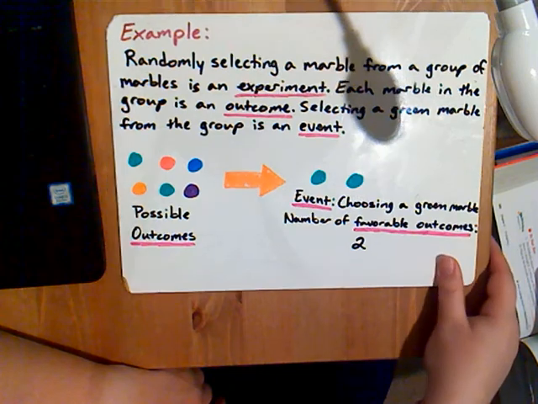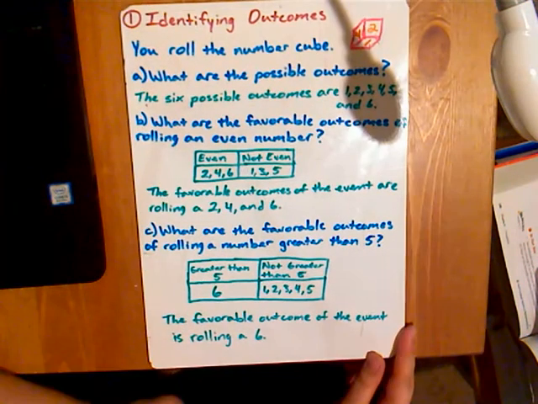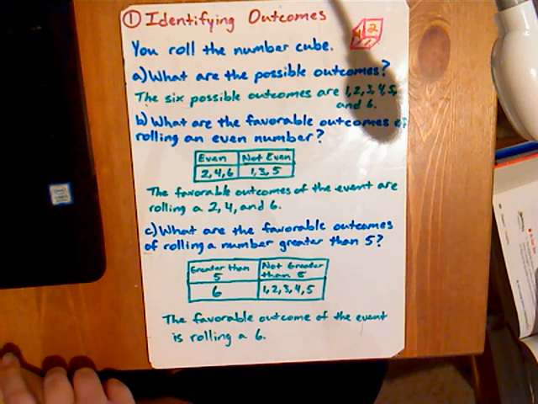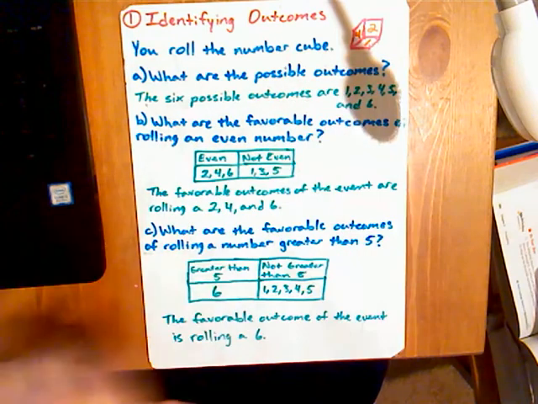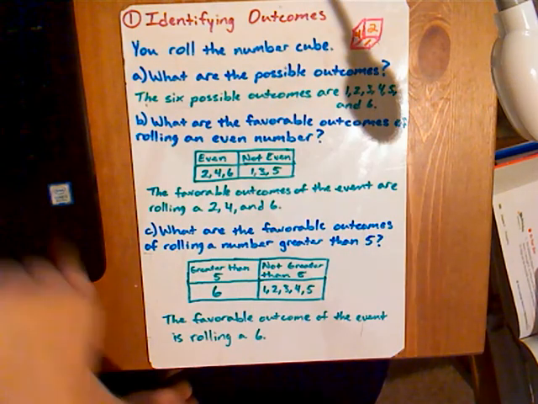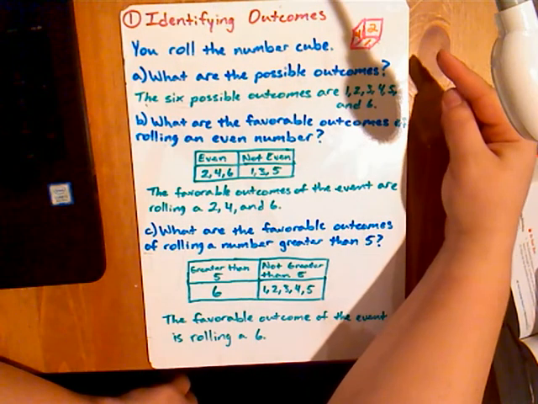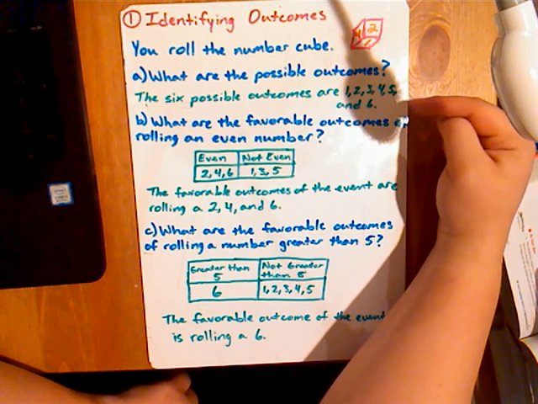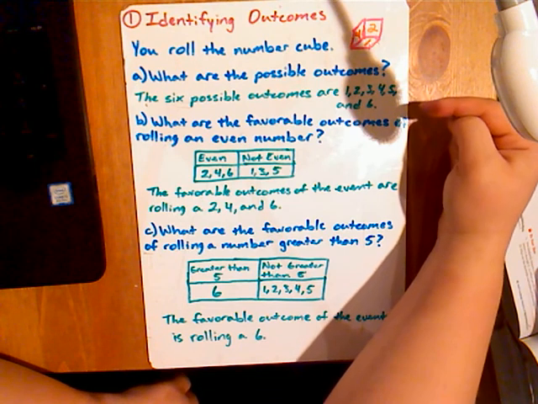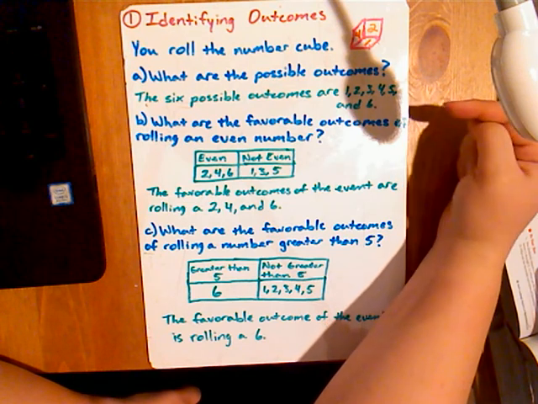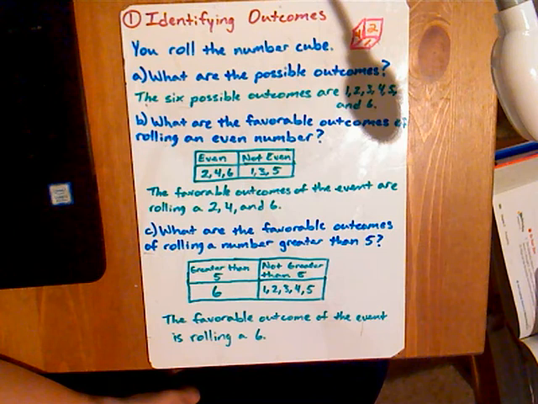Okay. Now we're going to look at a couple of examples for different things that you'll see on your homework. Number 1, we're going to look at identifying outcomes. We have a number cube here, so you roll a number cube. A wants to know what are the possible outcomes. If you think about a number cube, there are going to be 6 possible outcomes: 1, 2, 3, 4, 5, and 6.